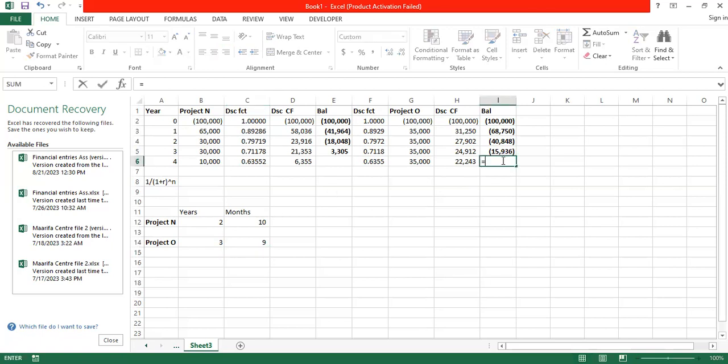All right. So that's it on the payback period and discounted payback period. So next up, we are going to be looking at net present value and the IRR. Those are the ones that we are normally going to be examined on for much longer mark allocation.